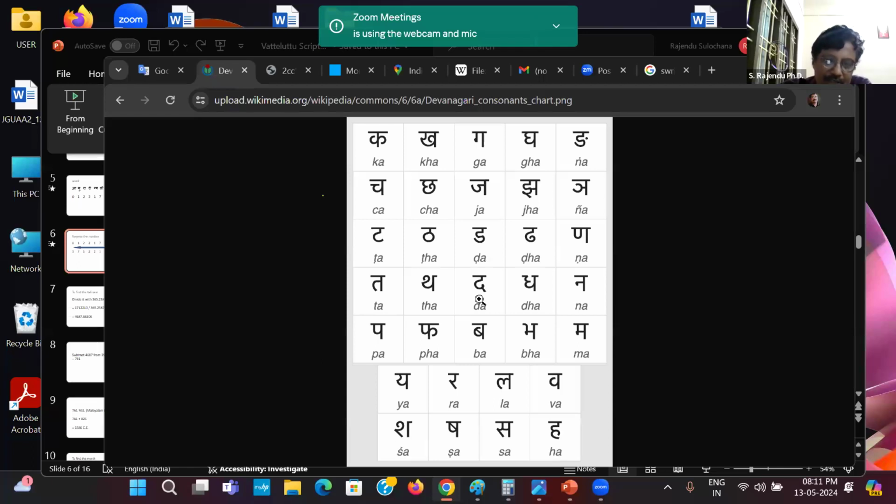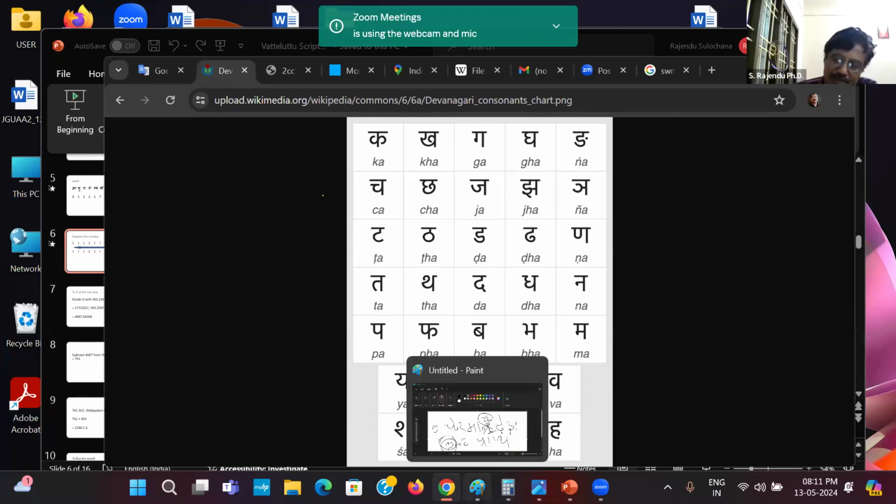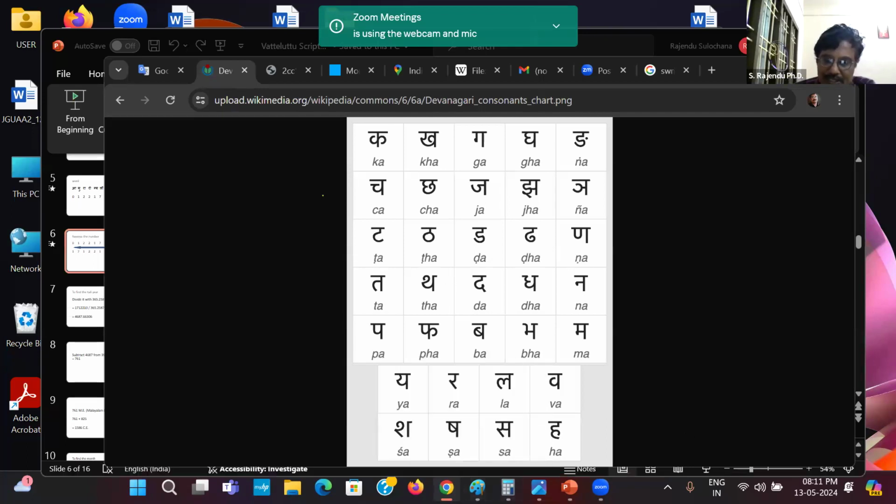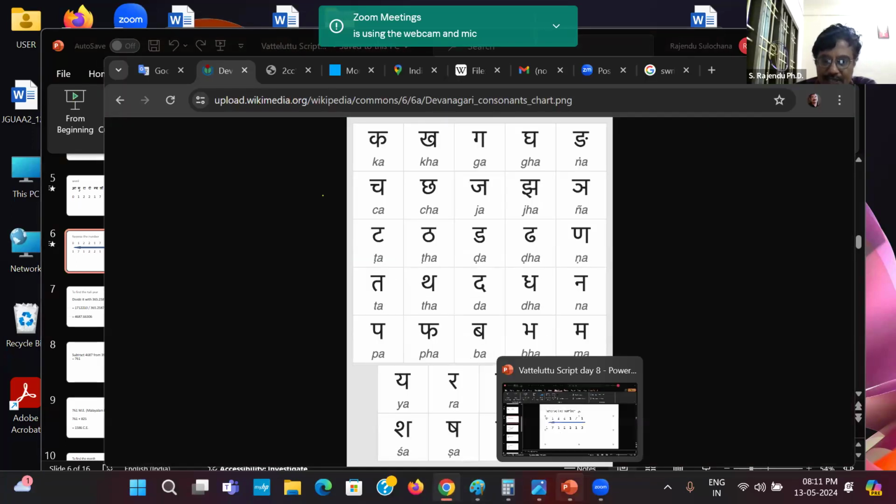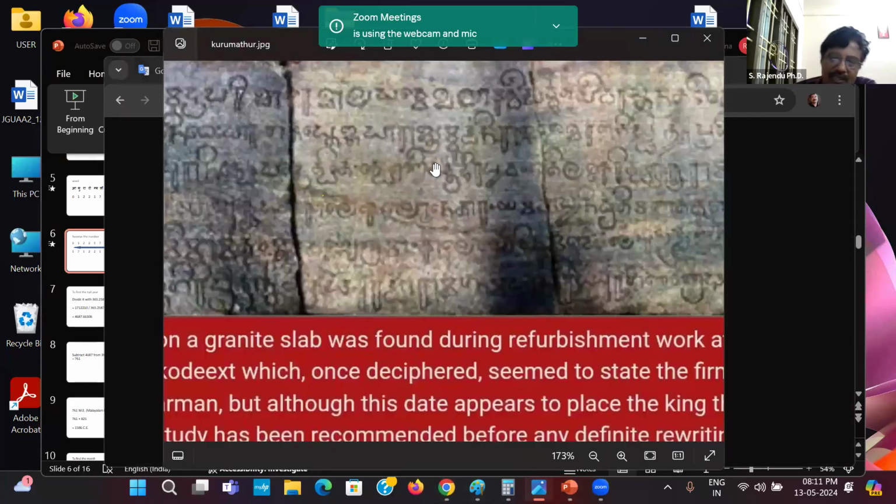I told you earlier, because all these are imaginative dates, they believed that the Chera kings lived in the 3rd and 4th centuries. They believed that. But according to the inscriptions, when we found these inscriptions, we understood that they lived between 844 and 1122 CE. That means they lived in the 9th, 10th, 11th, and 12th centuries.